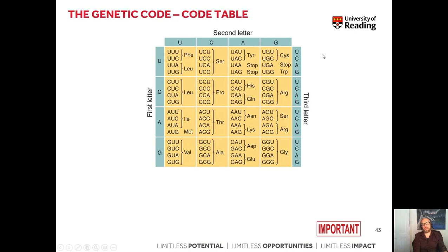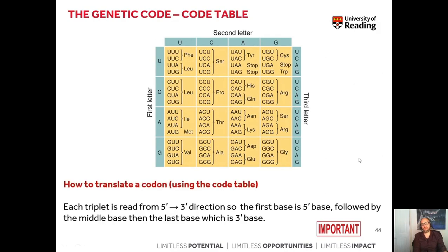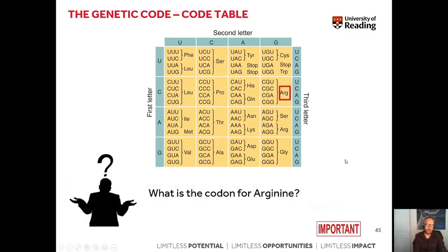So what you can see here is the table. In order to use it properly, you need to remember that each triplet in the genetic code is read from the 5' to 3' direction. So the first base here is the 5' base, followed by the middle base, and then the last base is the 3' base. So let us have a look at an example.